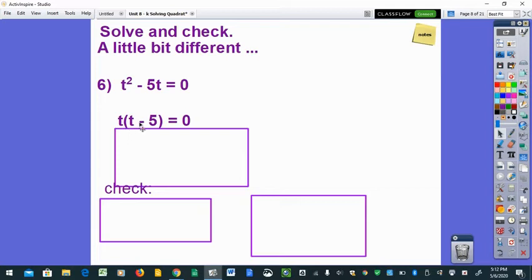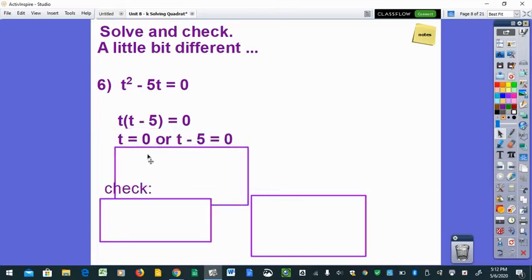We still can do our zero product rule because we have two things multiplying to 0. T is 0 or t minus 5 is 0. So here are our two statements. This one takes absolutely no thought. This one we just have to add 5.